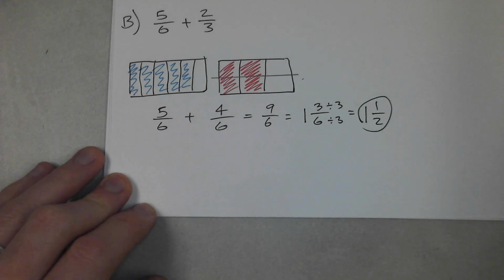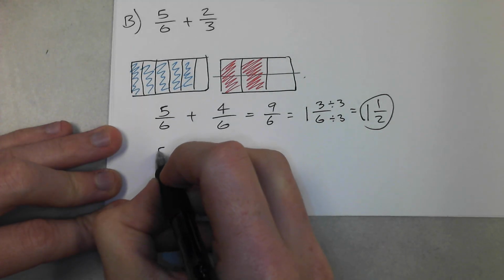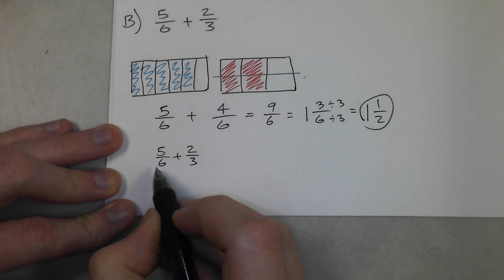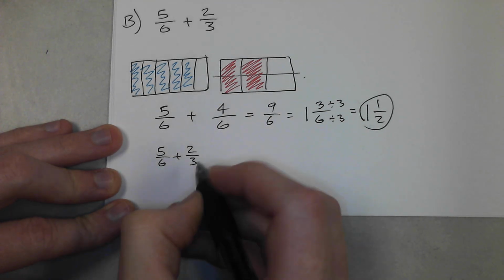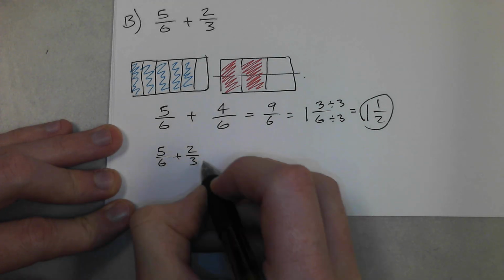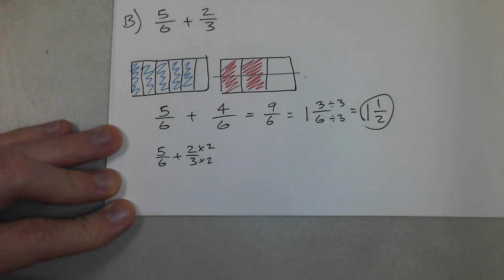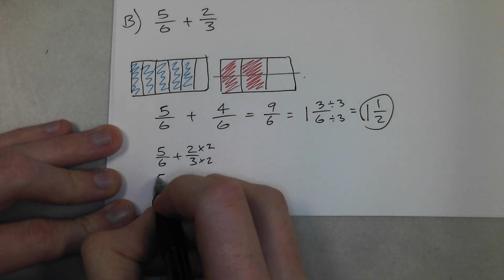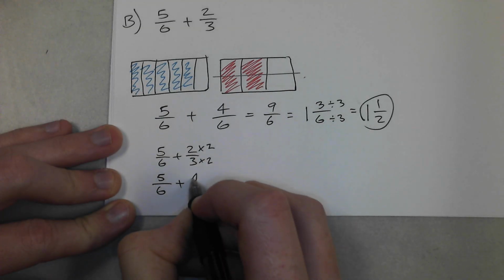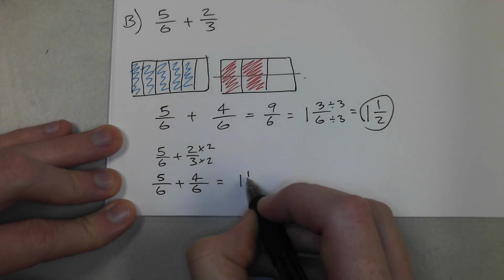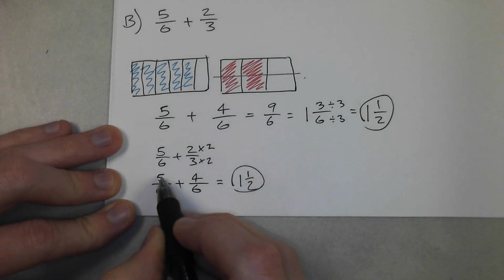Let's try that using least common multiple. Well, our original problem was 5/6 plus 2/3. I can't multiply 6 to get 3, but I can multiply 3 to get 6. 3 times 2 gets me 6. Whatever I do to the denominator, I must do to the numerator. If I rewrite that problem, I'm going to get 5/6 plus 4/6. And of course, we could follow that to get our same answer just above, because we got the same type of problem.